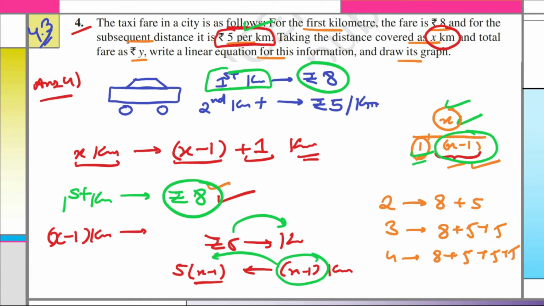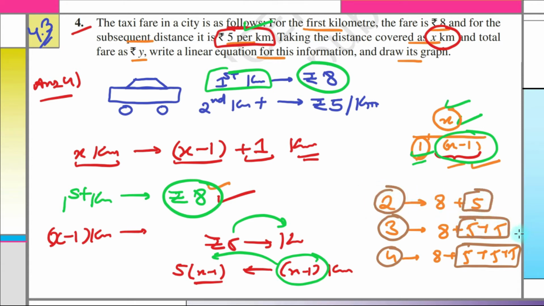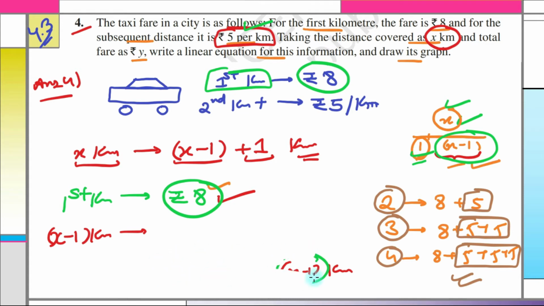You can see the example also. 4 minus 1 is 3, so 5 plus 5 plus 5 is 5 into 3. 3 minus 1 is 2, and 5 plus 5 is 2 into 5. And 2 minus 1 is 1, and 5 into 1 is 5. So by the example also, you can correlate this. Basically we are applying a unitary method. Rupees 5 for 1 kilometer, rupees 10 for 2 kilometers. Similarly, rupees 5 into x minus 1 for x minus 1 kilometers.